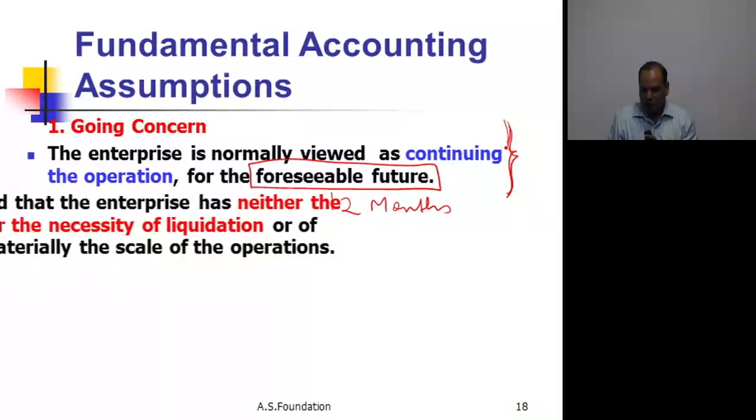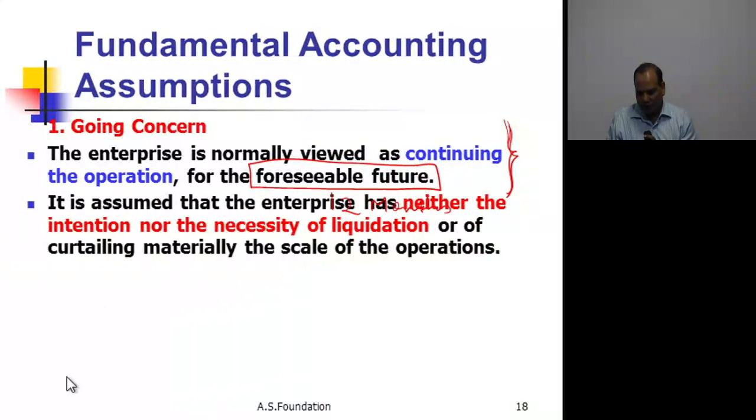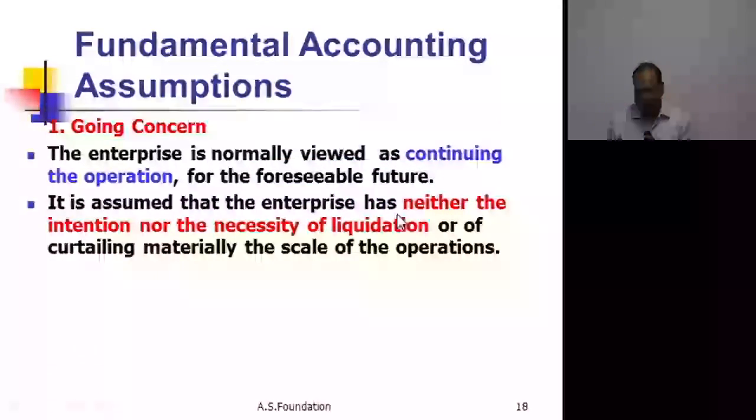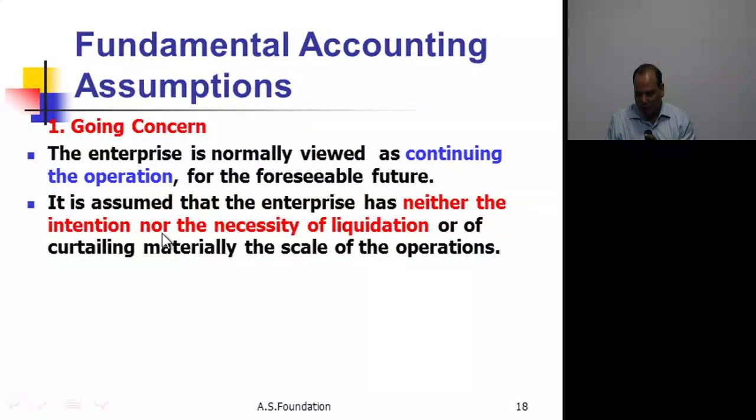Another aspect of the going concern assumption is that the entity has neither the intention nor the necessity of liquidation or of curtailing materially the scale of the operation. What do you mean by curtailing materially the scale of operation? They are not going to substantially reduce the scale of operation, because again it is as good as going to wind up only. Okay?